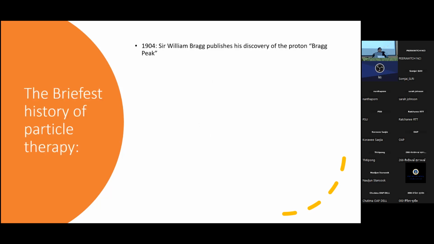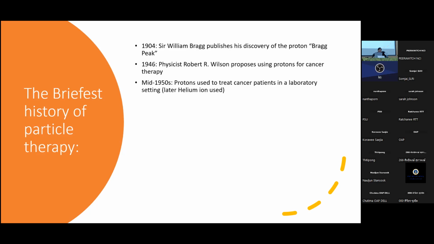So now a very brief history, just so everybody can be on the same page. Over 100 years ago, Sir William Bragg published his discovery of the proton Bragg peak. And that's what we actually take advantage of when we're treating patients with proton or particle therapy. Also, in 1946, it was proposed by Robert Wilson to use proton therapy and particularly take advantage of this Bragg peak for cancer treatments. So the concept has been around a really long time.